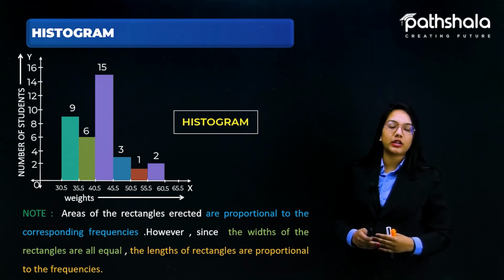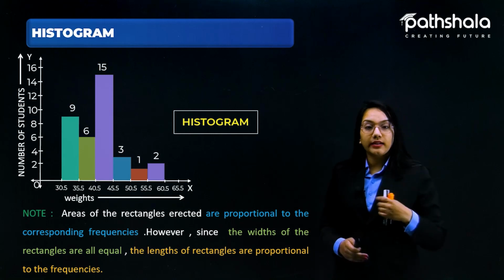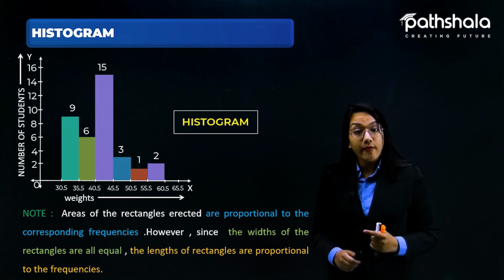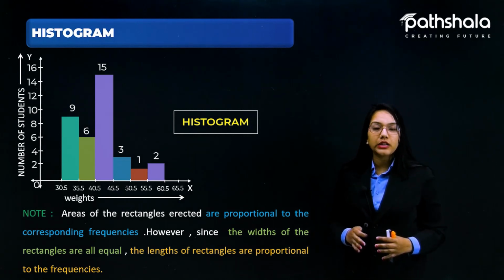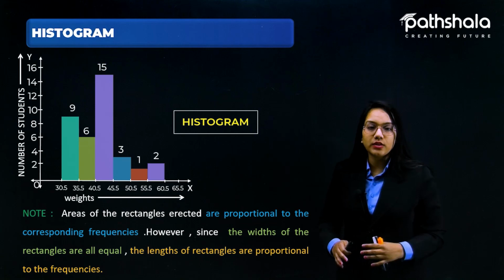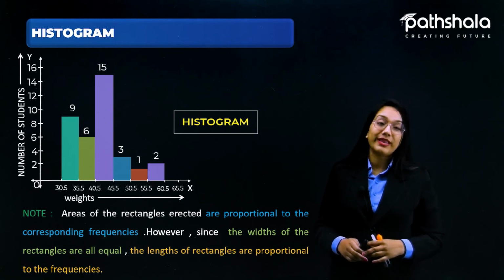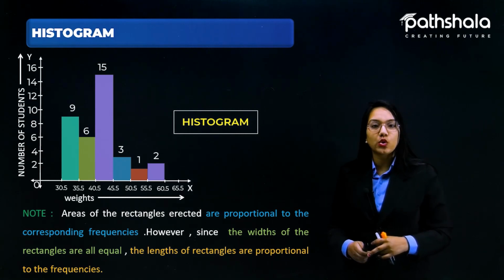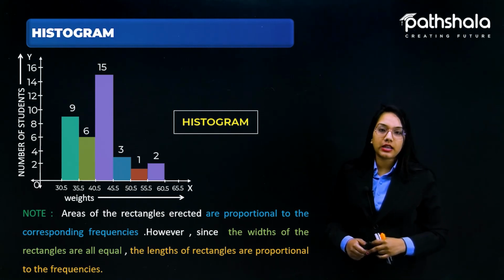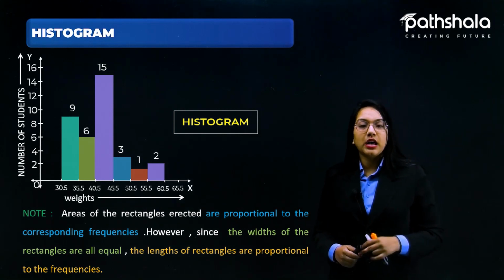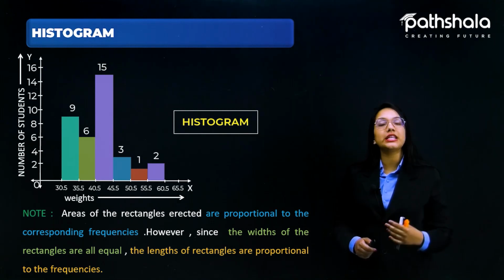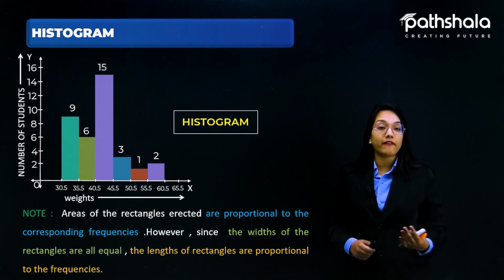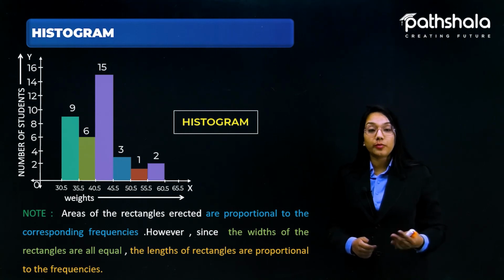Always remember that the areas of the rectangles that we are erecting over here are proportional to the corresponding frequencies. However, since the widths of the rectangles over here are all equal, the lengths of the rectangles are proportional to the frequencies, because the widths of the rectangles are all equal to each other. This is the case when the widths are equal to each other, but we also have histograms in which the widths are not equal to each other.